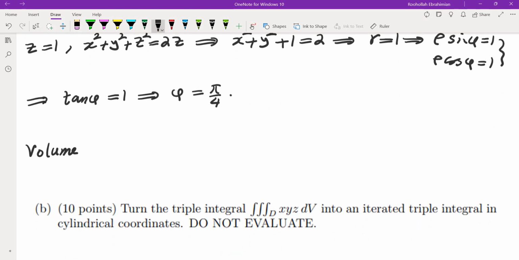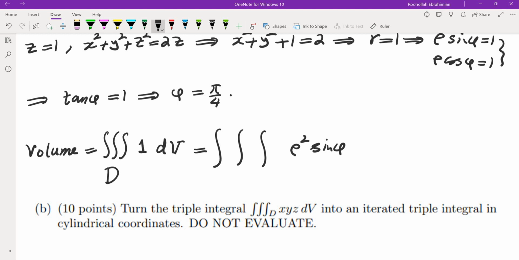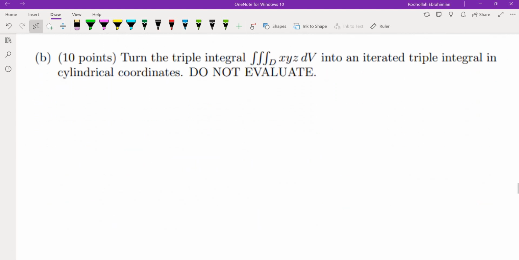So now we are ready to set up this surface into the integral. So this is the volume. Volume is triple integral of 1 dV. And then we'll have to turn this into spherical. So this is rho squared sine phi d rho d phi d theta. The limits of rho are from secant phi to 2 cosine phi, as we found earlier. Limits of phi are from 0 to pi over 4, and limits of theta are from 0 to 2 pi, because the projection onto the xy plane is a full circle centered at the origin.